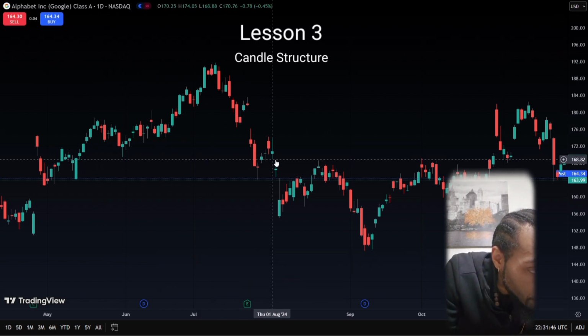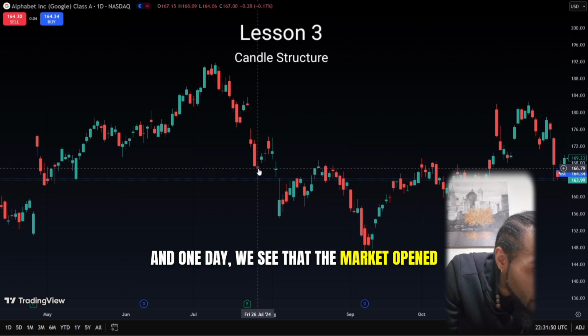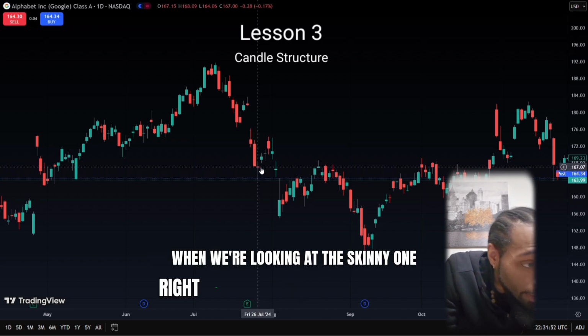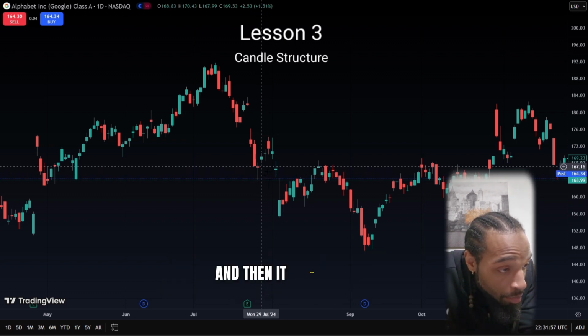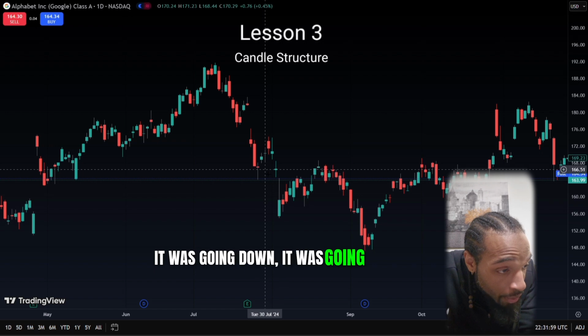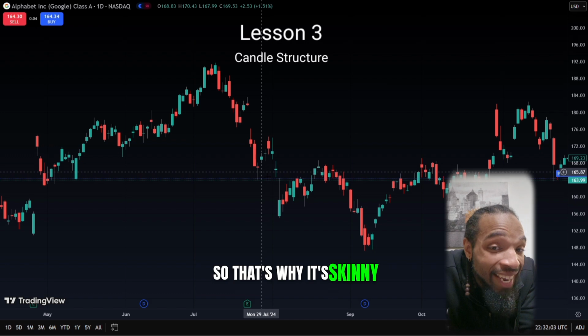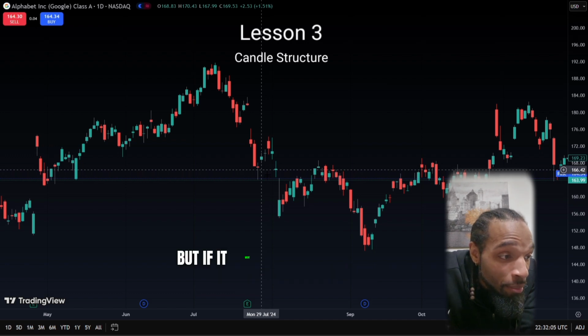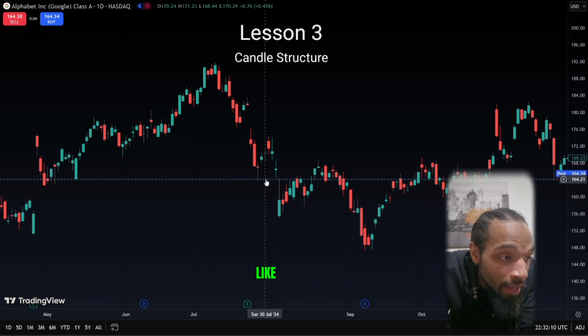So in 1 day, looking at the skinny one right here, we see the market opened up and then it pulled down. It was going down, it was going down, and then it pulled up. So that's why it's skinny. But if it went all the way down and closed down, the body would be thick like this one.